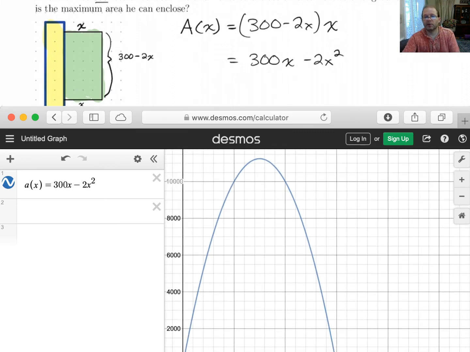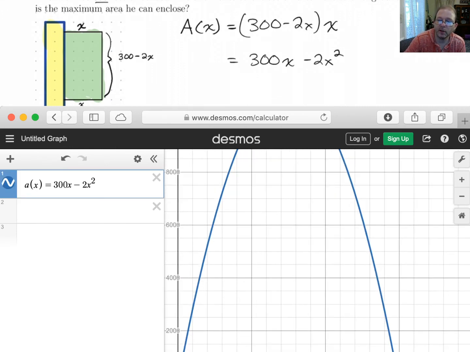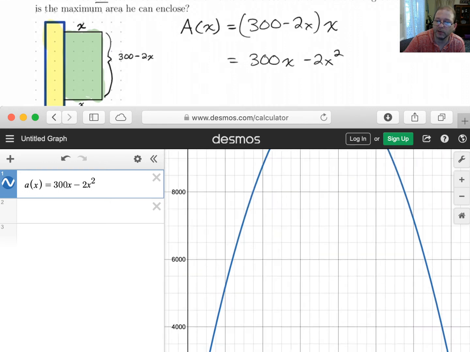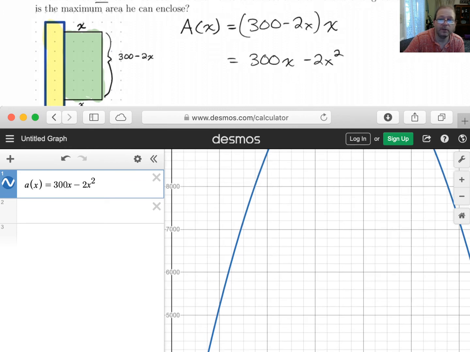All right, so if you look at this, this parabola tells us the area of the fence in the pen. So any point that I pick, like this point right here, I can't quite get it on 20. Let me zoom in. Yeah, okay, if we made x 20 feet, then the area would be 5,200 square feet. If we made x be 35 feet, then the area in there would be 8,050 square feet.